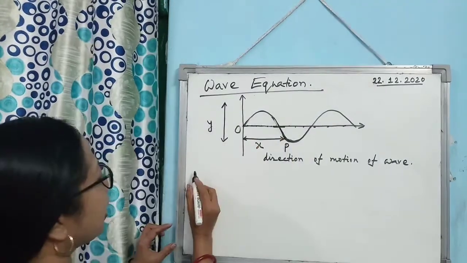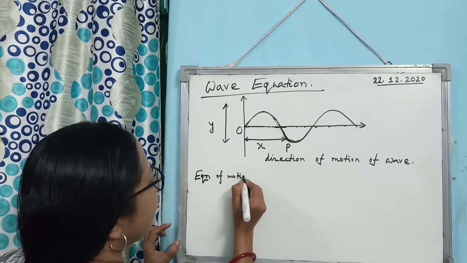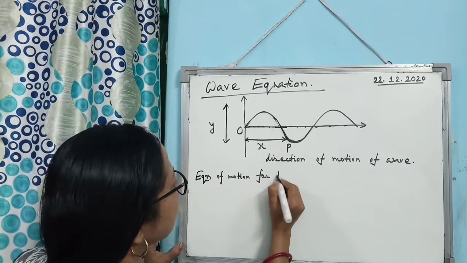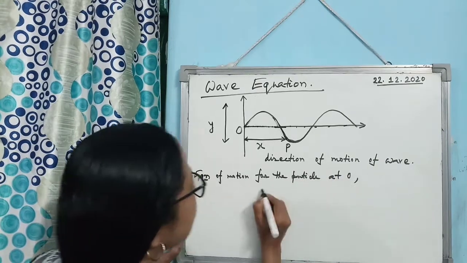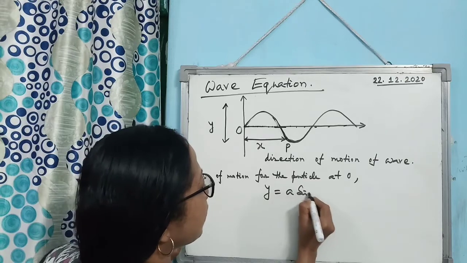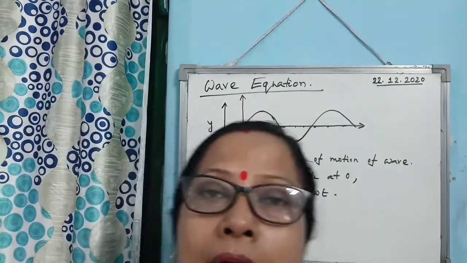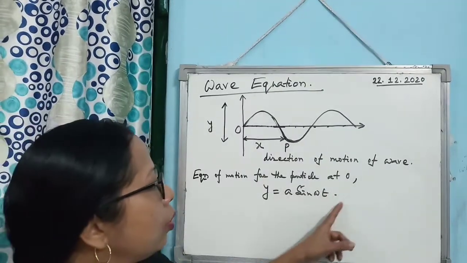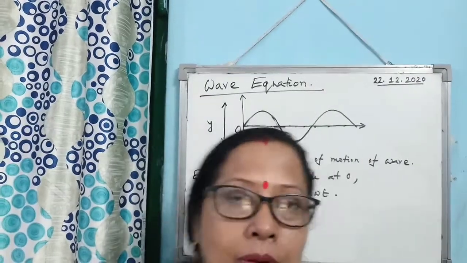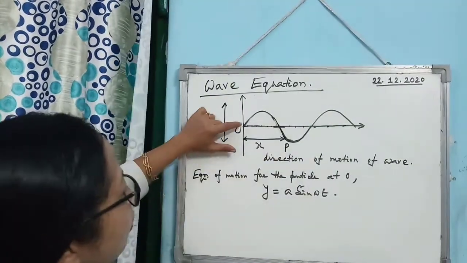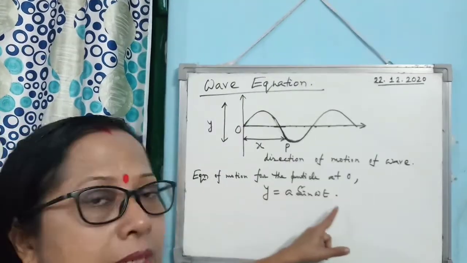So, what will be the equation of motion for the particle at O, which is the origin? It will be simply y is equal to a sin omega t, because we know that all the particles are having simple harmonic motion. So what is the equation of simple harmonic motion? y is equal to a sin omega t. So the equation of motion of the particle at the point O will be y is equal to a sin omega t.